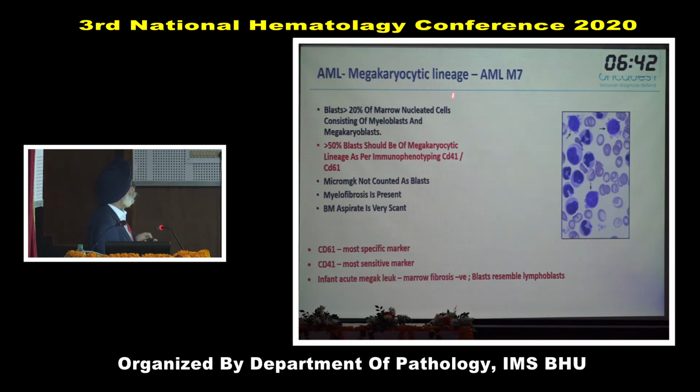And then finally M7, that is megakaryoblastic leukemia, where in the marrow or in the peripheral blood you may come across cytoplasmic budding coming from the megakaryoblast.